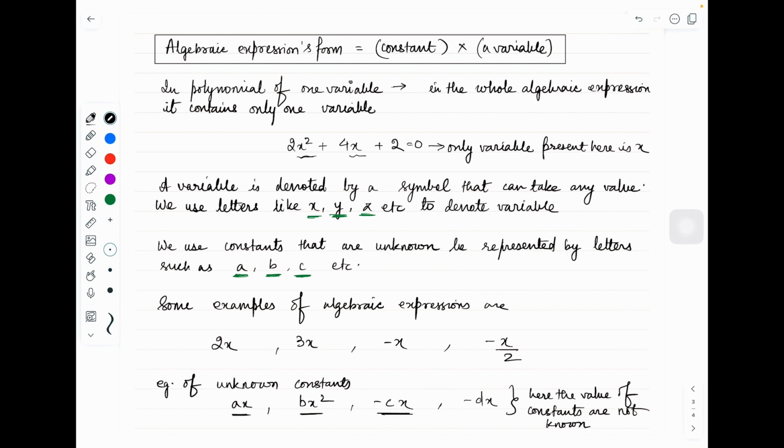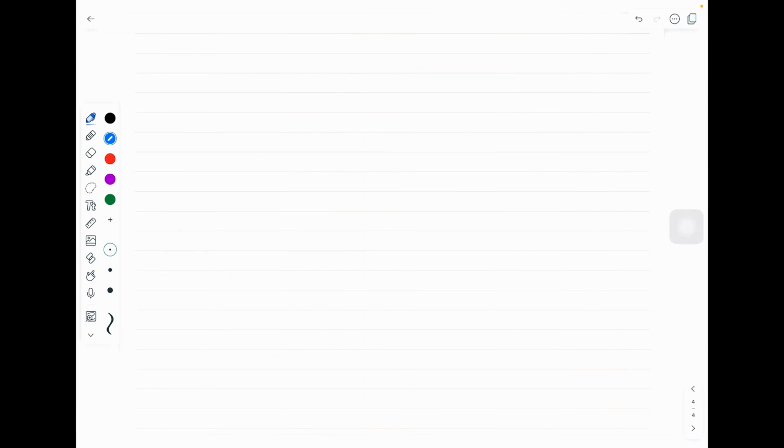So why, see, here I have written constant into variable, but here you are telling that, sir, the values of constants are not known. Then it can take any value if it is not known. Here in 2x we knew that the value of constant was 2. But here, in ax, the value of a we don't know. So how is it a constant? See, I am going to give you an example.